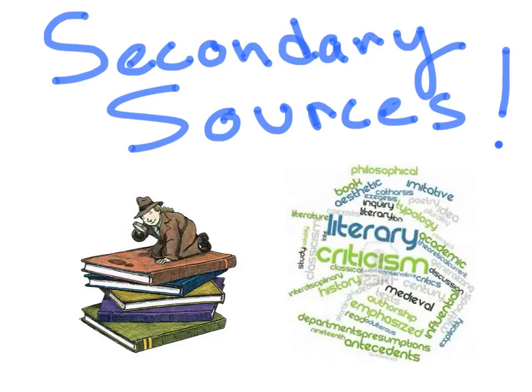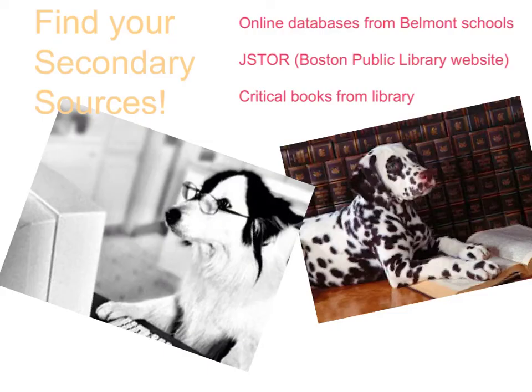For each of your quotation journals, you are also going to be adding entries from secondary sources that relate to that book. Your first step is to find your secondary sources. Places to look include the online databases from the Belmont Public Schools, which has InfoTrack and EBSCO, or the Boston Public Library website, which has online databases such as JSTOR, or print books from any library.